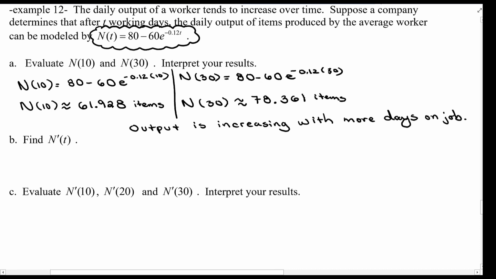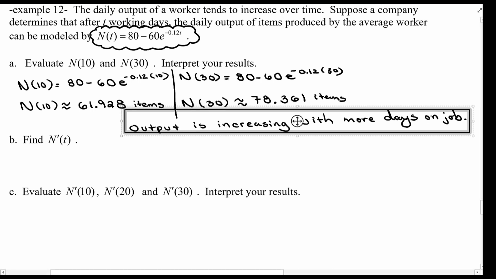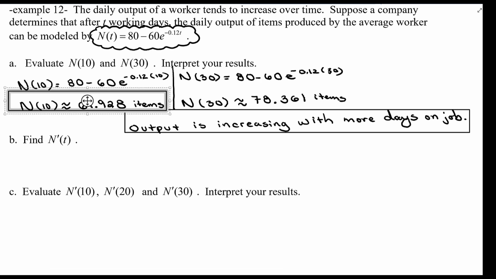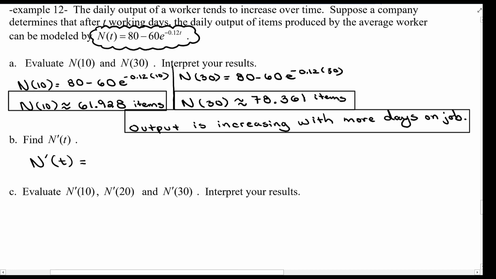So output is increasing with more days on the job. I'm going to go ahead and box in that answer, and I also drew a vertical line here separating the two problems I did here where I evaluated n of 10 and n of 30. And I also boxed in those values that I attained when I evaluated n of 10 and n of 30. B, find n prime of t.